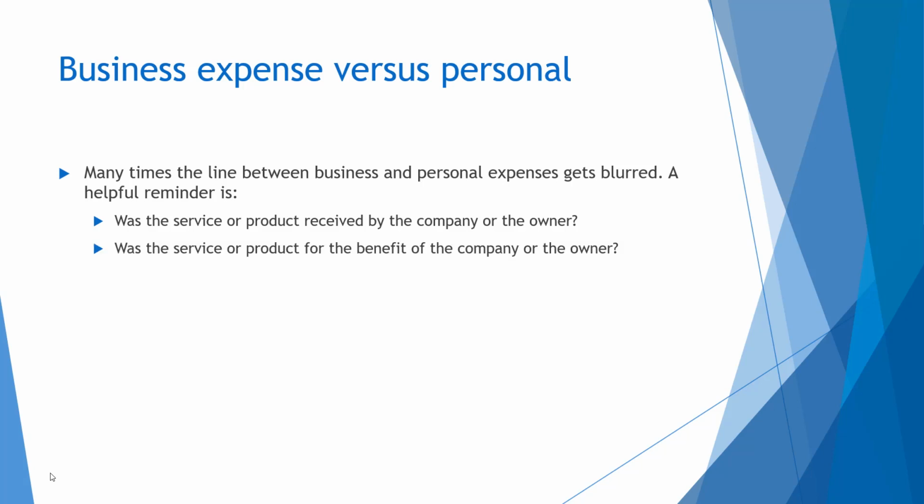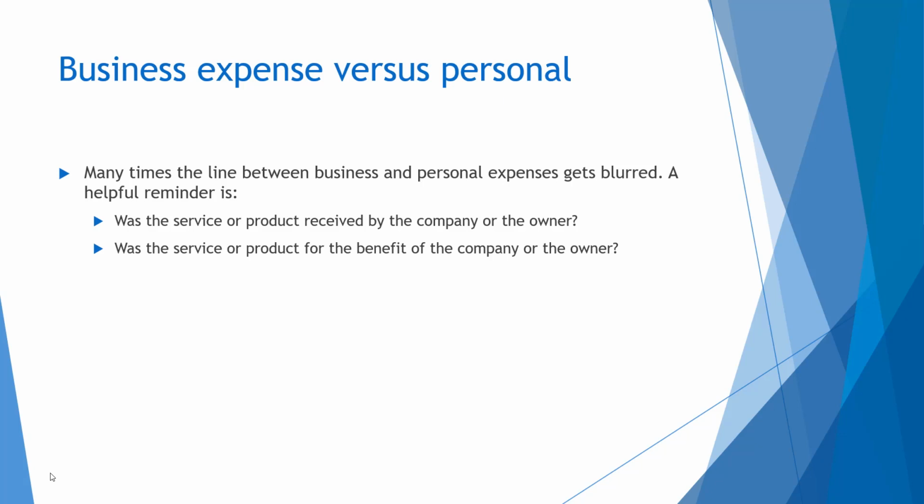Another thing to think about is, was the product or service for the benefit of the company, or was it for the benefit of the owner? Obviously, if it was for the benefit or was received by the company, it's probably going to be a business expense. If it was for the benefit of the owner, it's probably going to be a personal expense. So let's say you've got a manufacturing company, and all of a sudden an 82-inch flat screen TV shows up, and that flat screen TV actually then goes to the owner's house. Well, clearly that's a personal expense. That's not a business expense.